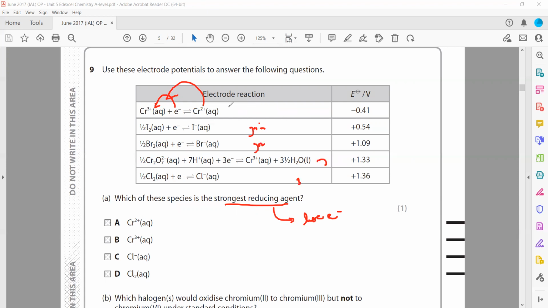And negative means the forward direction is negative, so backward will be positive. It means the reverse, or the tendency to lose electrons, is more. If we have a negative electrode potential, it means the product has a greater tendency to lose electrons. So that's why A is the right answer.